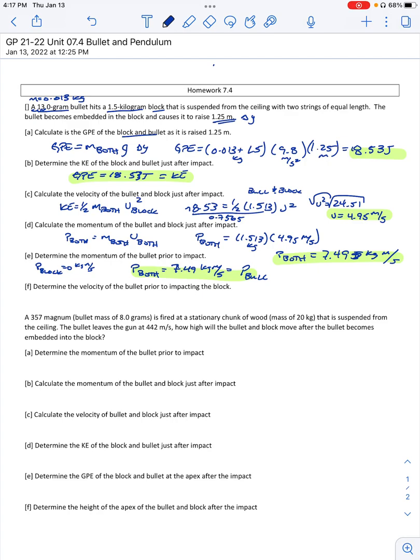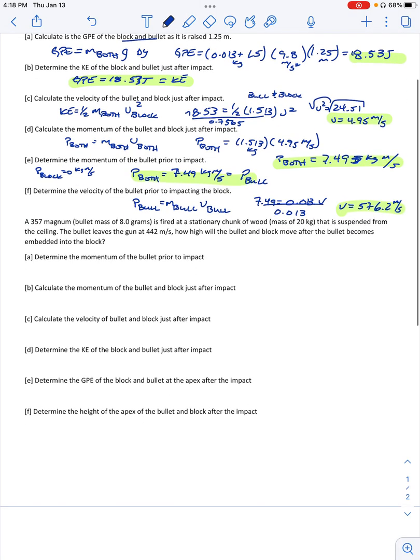All right. Determine the velocity. Well, if we want the velocity of just the bullet, we don't know kinetic energy here, right? All we have is momentum. So if we know the mass of the bullet and the velocity of the bullet is what we can find. So we know it's 7.49 equals 0.013 v, divided by 0.013. Our velocity here is going to be 576.2 meters per second.